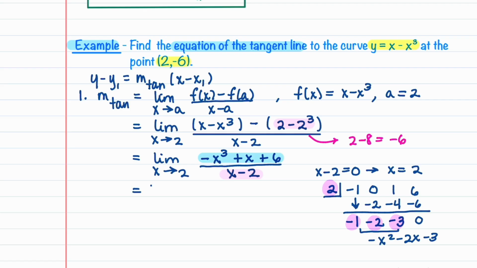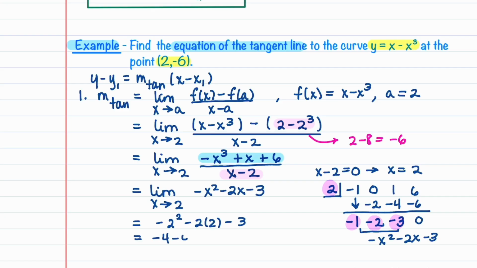We can now put that up into our limit, and we have the limit as x goes to 2 of minus x squared minus 2x minus 3. Now we're home free. We can go ahead and just plug in x is equal to 2. So we have minus 2 squared minus 2 times 2 minus 3. Let's see what this gives us. This is minus 4 minus 4 minus 3, and this is equal to minus 11. So our answer for the slope of our tangent line is minus 11.